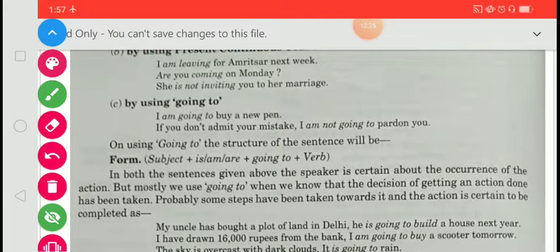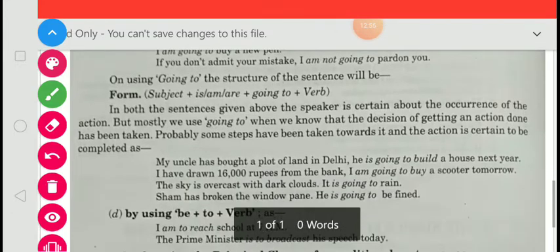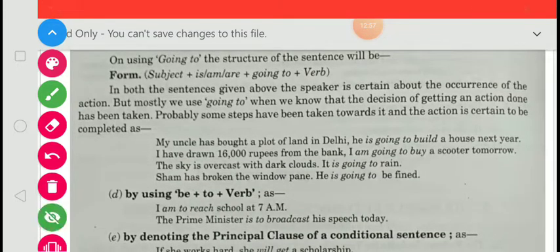Mostly we use going to when we are sure about what we have planned to do in future, or when half of the action has been done. Mostly we use going to to express an action in which we have done half of the work and the rest is planned to be done in future. For such actions we use going to, students, which is going to happen in the near future. On using going to, the structure of the sentence will be: subject plus am, is, are plus going to plus the first form of the verb.